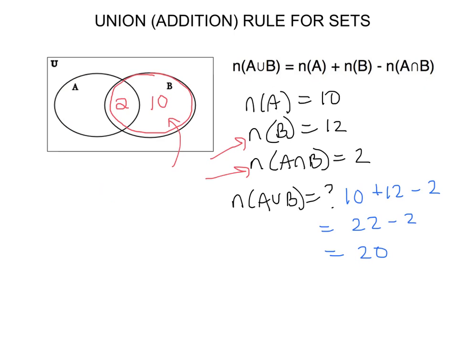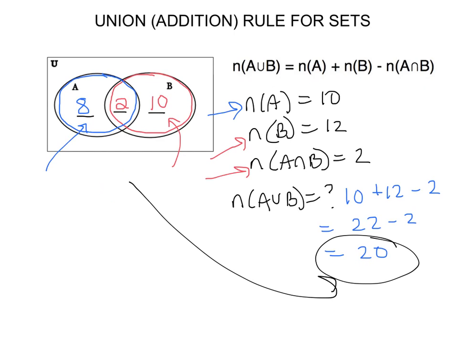Next, we take a look at the number of elements in A. There are 10 elements in A, but as we see, we've already counted 2 of them, which leaves over 8 elements to be in this part of A that's not part of the intersection. And so when I go ahead and add up 8 plus 2 plus 10, because that's the union, I get my 20 elements.